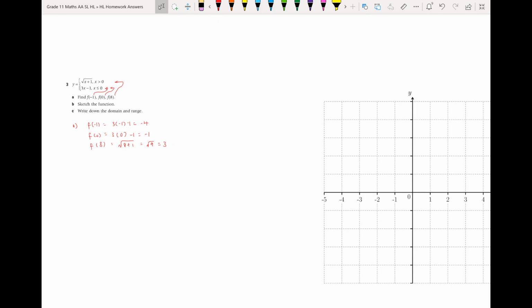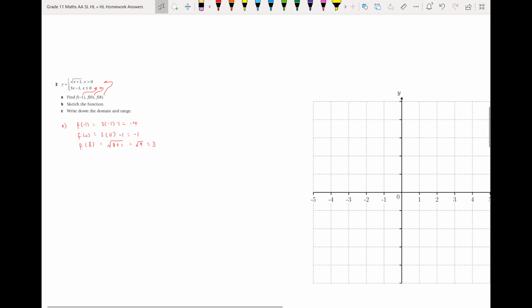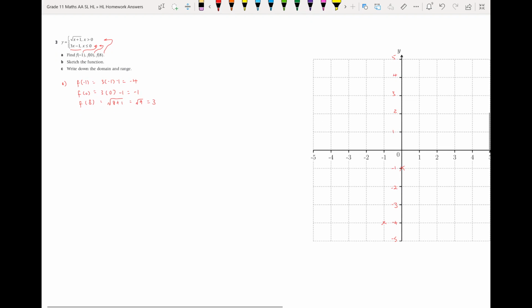So you can actually use some of these points to help us sketch. We can use -1 and 0. -1 is going to go down to -4. Actually, I forgot to label the axes, but you can treat all of these as increments of 1. So that applies to other questions before as well. And we have f of 0 to be -1, so I have these 2 points. And I know this is just a straight line, so 3x minus 1. So I can confidently just join them up by a straight line.